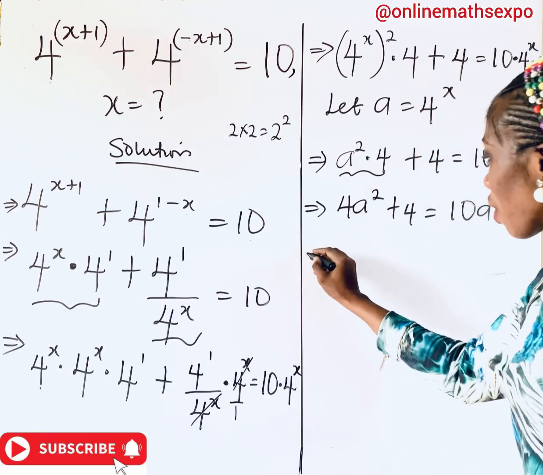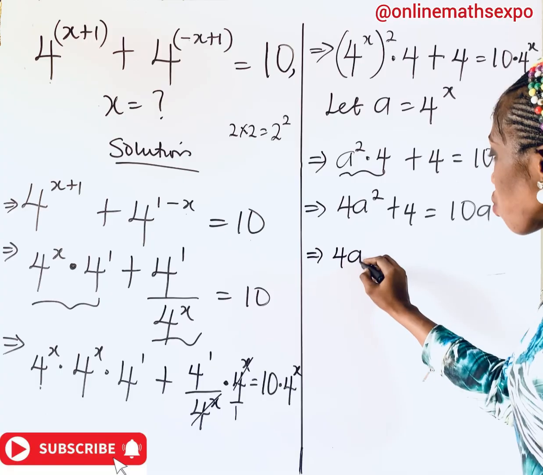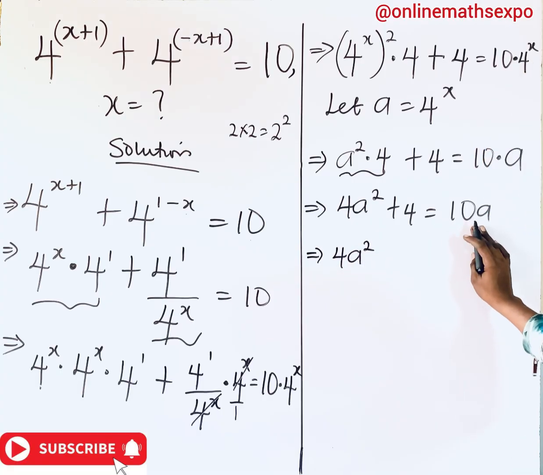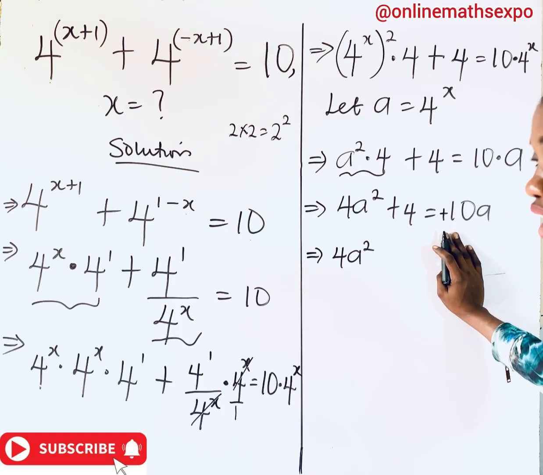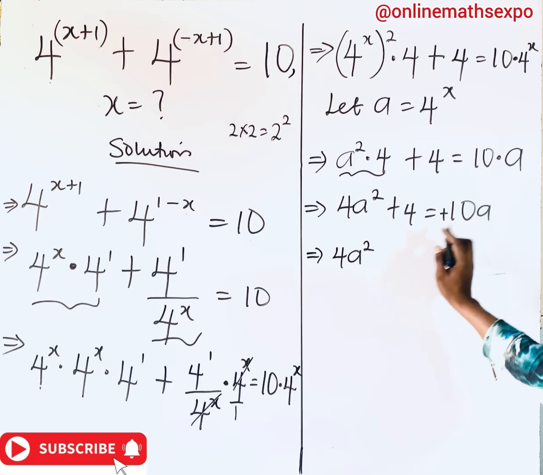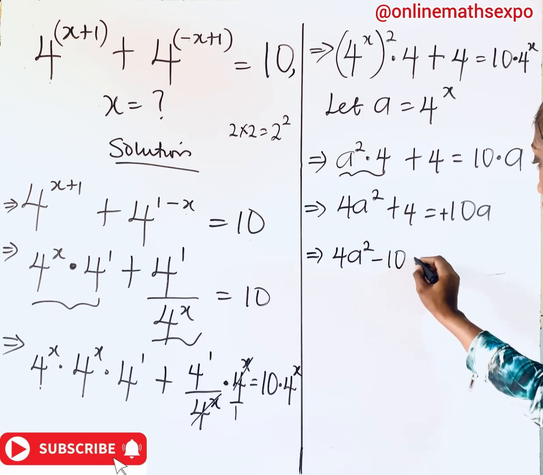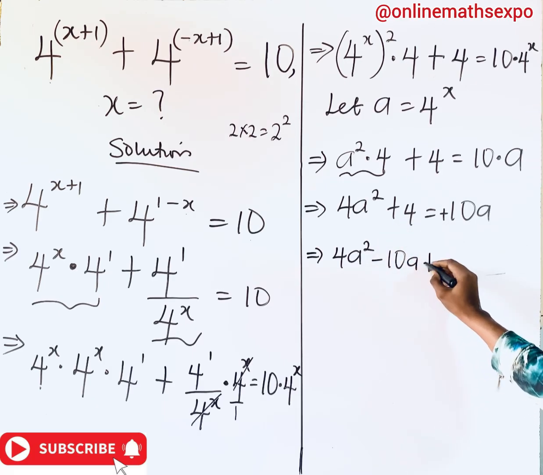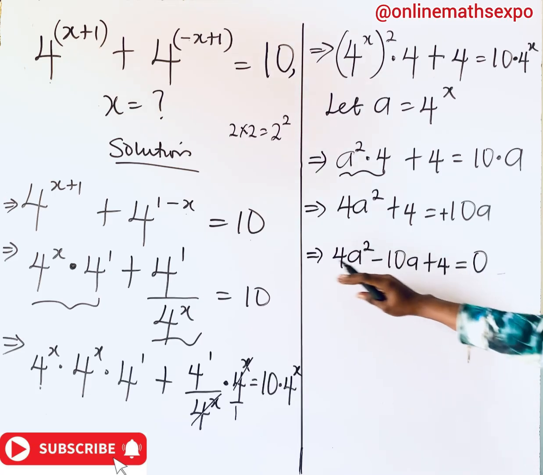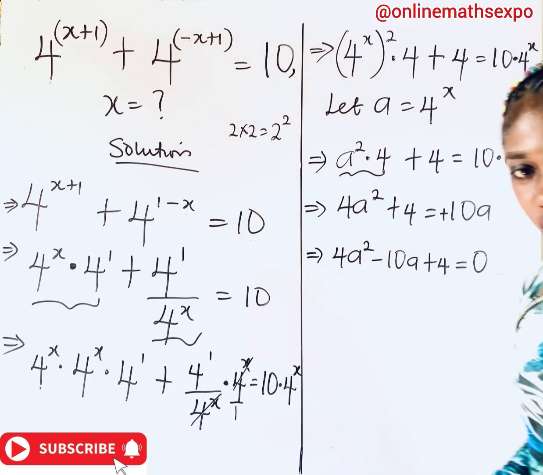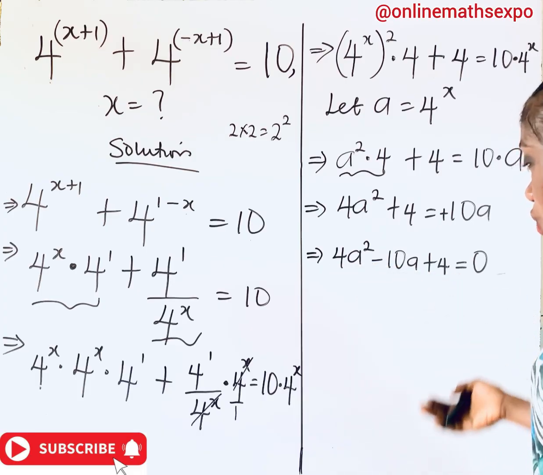So in that case, we are going to have 4a squared, then the term in a should be the next term, and remember, it's taking a positive. So we're going to subtract from both sides. You subtract here, we have negative 10a, then bring down this plus 4, is equal to, if you subtract 10a from here, it becomes 0. Did you see it now?